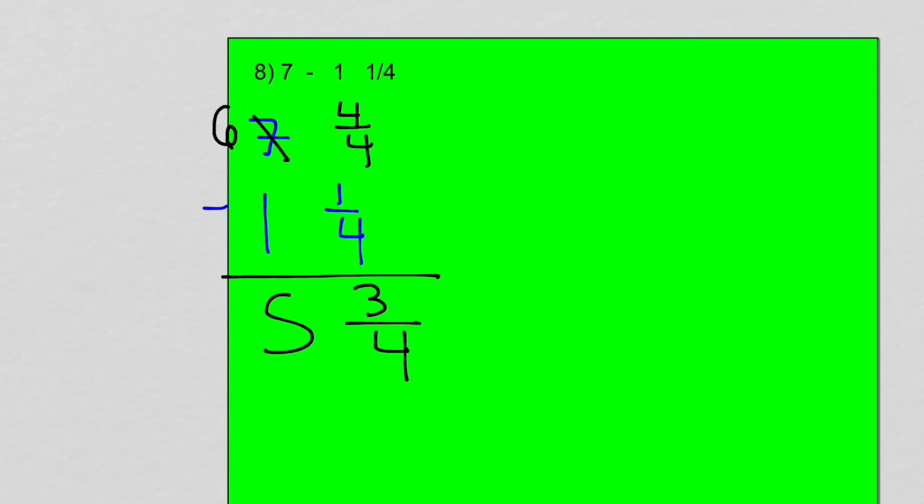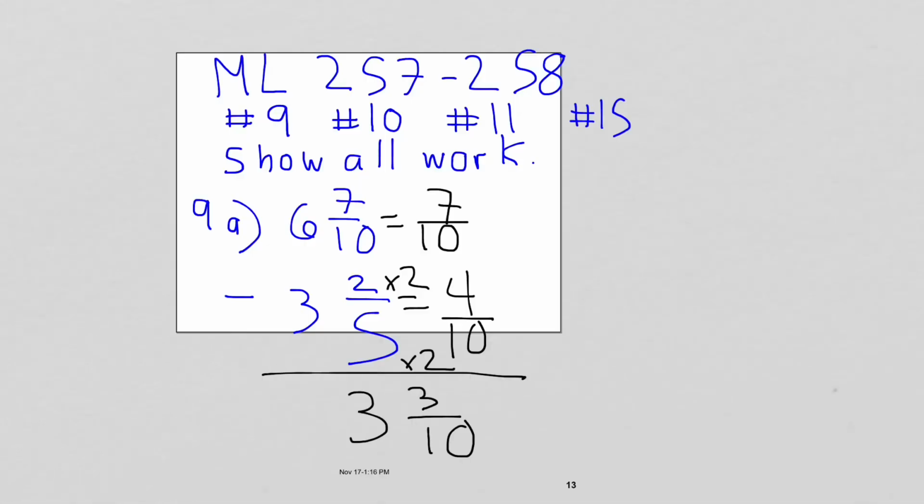So, all of these questions we did give you the ability to do this assignment right here. You were assigned ML 257, 258, numbers 9, number 10, number 11, and number 15. And you need to show all your work. All of these ones will involve finding a lowest common denominator and doing some subtracting. And you'll also have to practice doing some borrowing and regrouping.